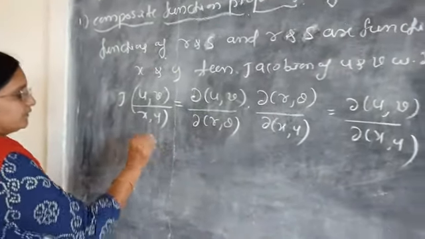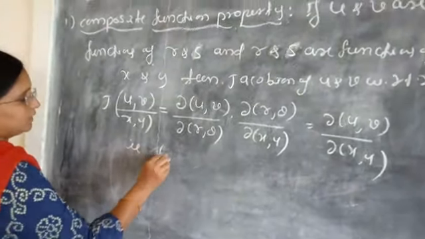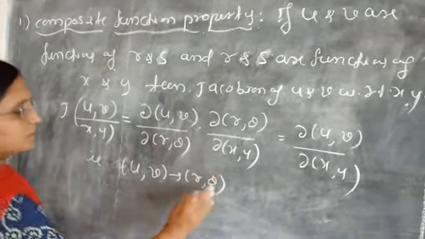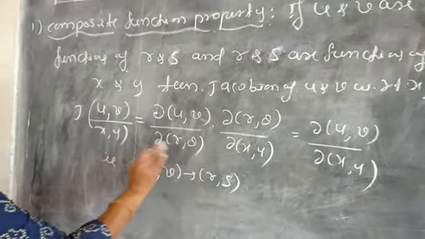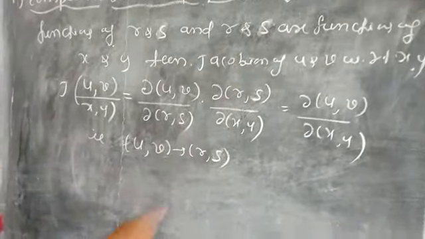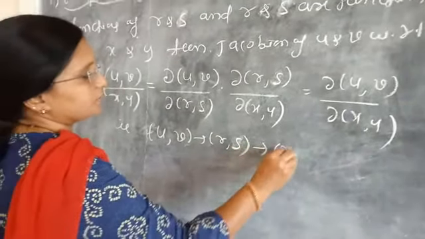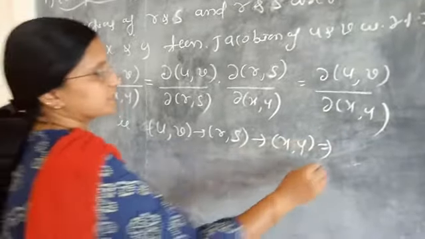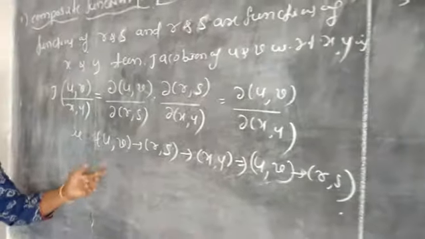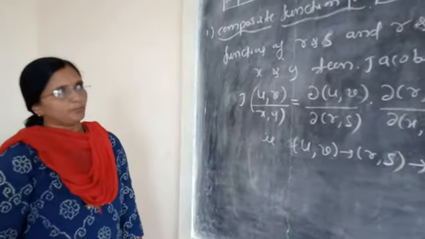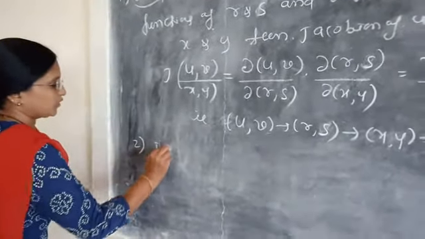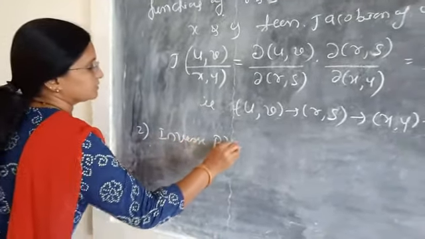So in this case, u and v are functions of r and theta, yes. Here we also take r and s, because we have mentioned it here. And r and s are functions of x and y. Then this implies u and v are functions of x and y. So this property is known as the composite function property. Let us take one more property, that is the inverse property.